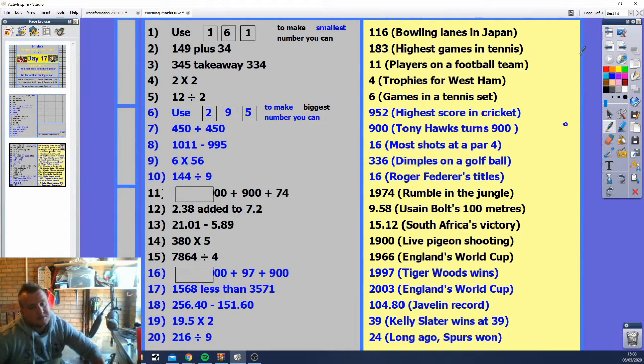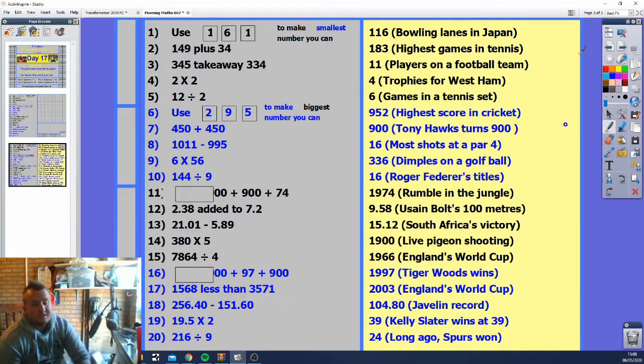952 is the highest score ever scored in cricket. I believe it was by a Sri Lankan team scoring 952. I've been on a cricket pitch where another team has scored 300, and it was very difficult to get through. Got very, very tired and grumpy after that. So 900 is a large score.